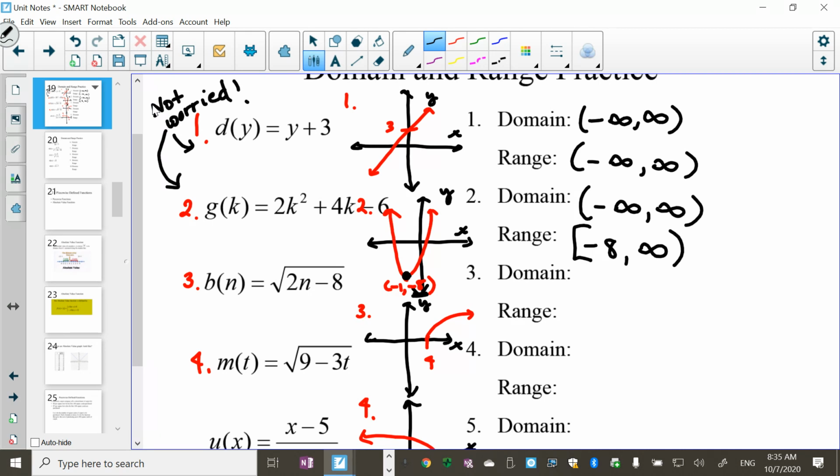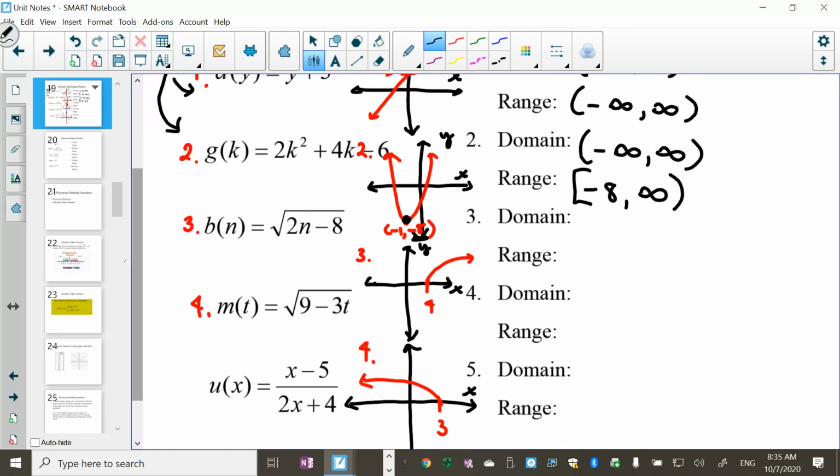Now I look at 3 and 4 and see that they're radicals. So I know I have to do algebra for this one, and I have to do algebra for this one. And I will require you next week when you take your quiz to show me how you came up with it. So I look at number 3.